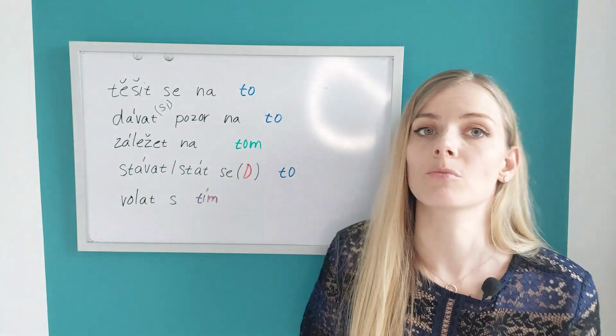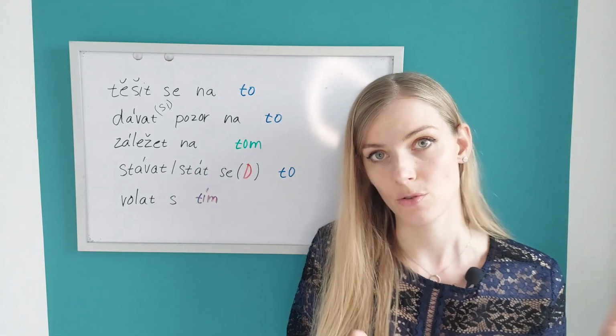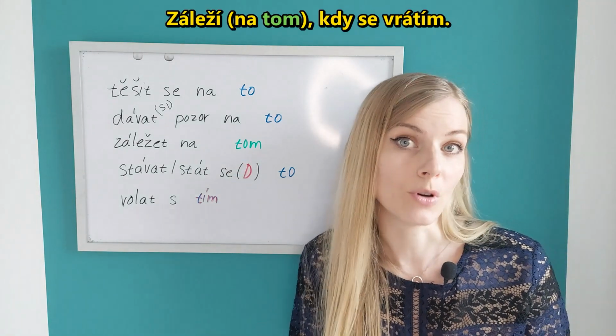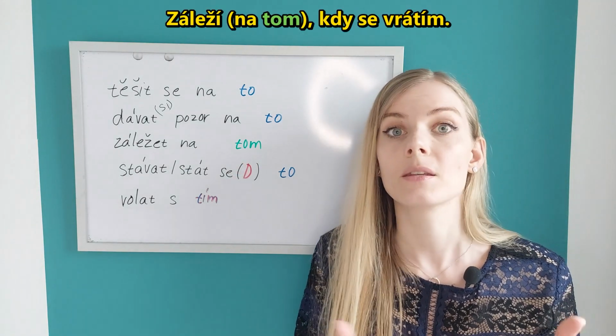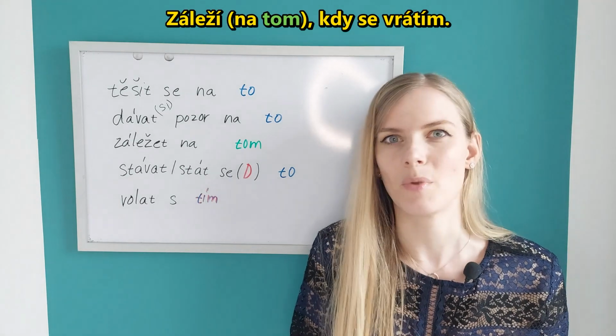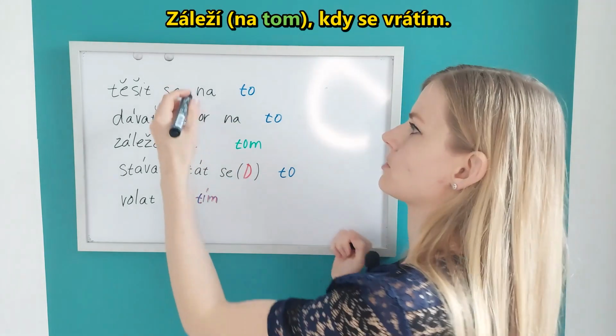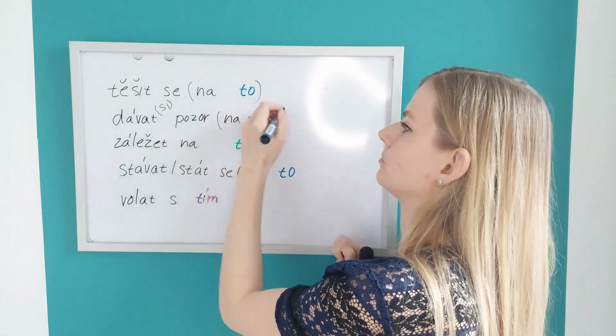Záležet na něčem. To be important or to depend on something. Followed by the locative case. Záleží na tom, kdy se vrátím. It depends on when I get back. Or záleží, kdy se vrátím. So we can leave this out.